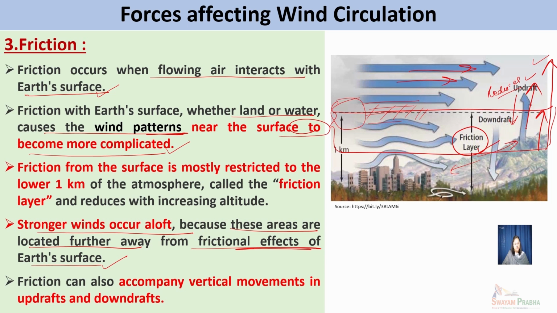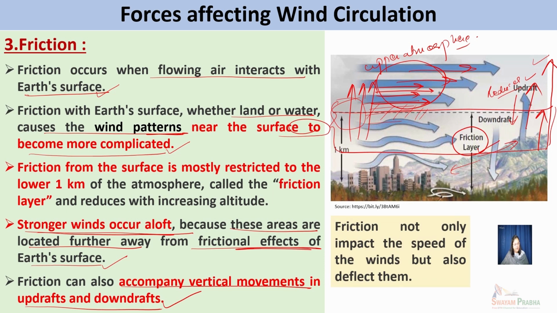So if you have a very strong upward drafting current, it may lead to restriction in the horizontal movement of air even in the upper atmosphere. So friction is highest near the ground surface, and then it decreases as one moves towards the upper atmosphere where you have stronger wind movement. But sometimes because of certain conditions, because of updraft, downdraft, this upper atmospheric wind circulation is also affected. So friction can also accompany vertical movement in updrafts and downdrafts.